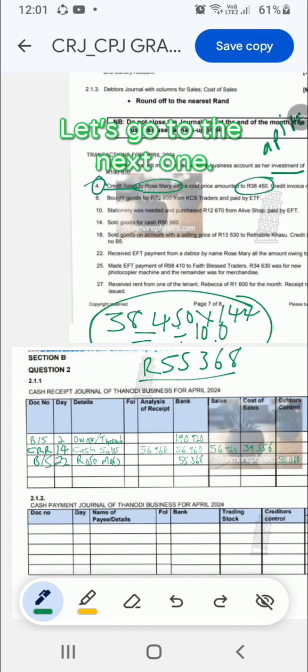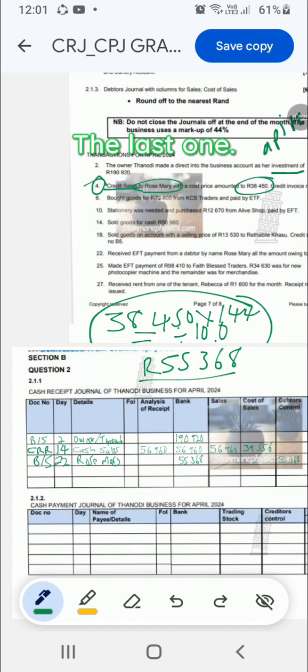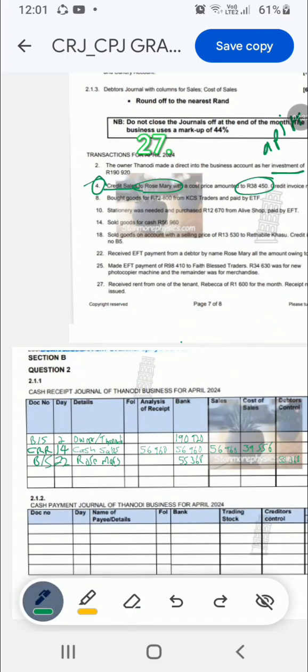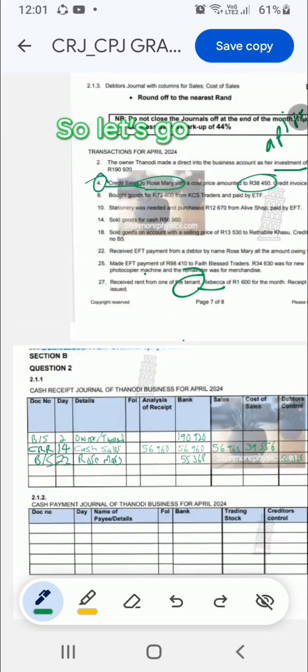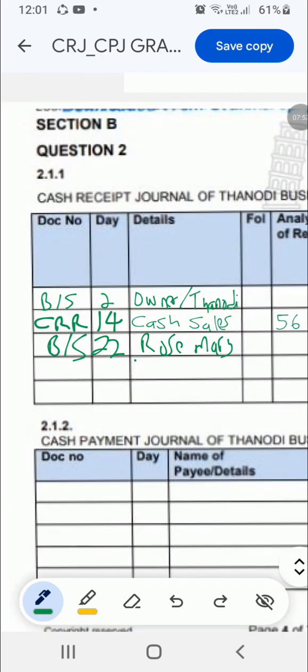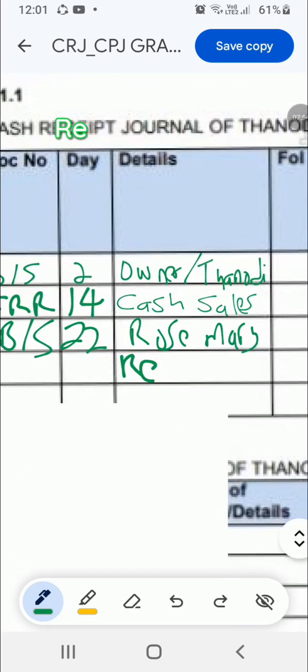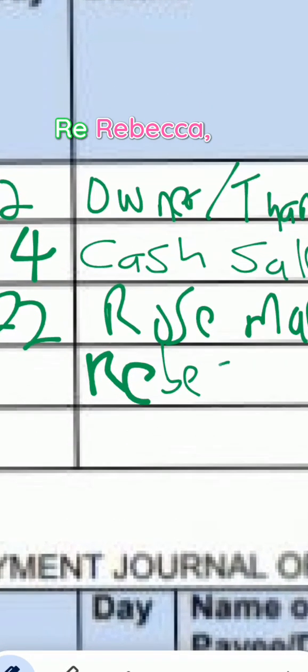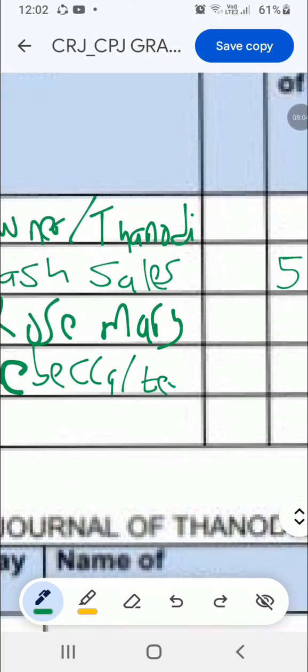Let's go to the next one. This is the last one. 27. They received cash. It was for rent. From who? From a tenant, Rebecca. Her name is Rebecca, a tenant. So let's go and record Rebecca here. Or you can even write tenant. It's fine.